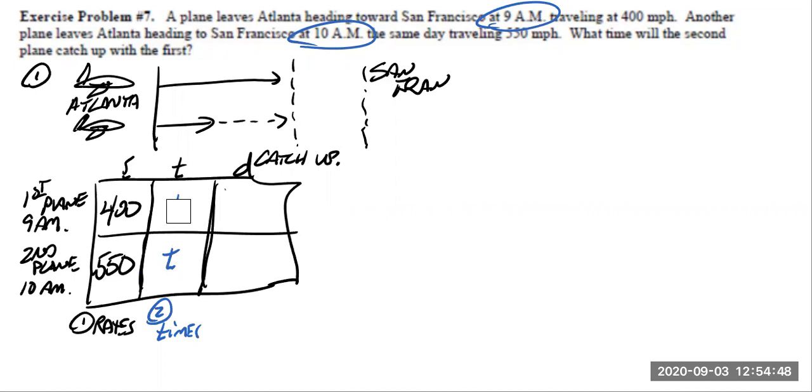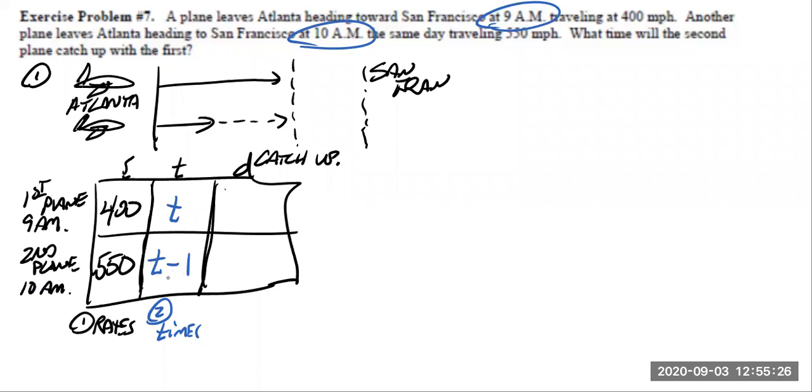So how are they related to each other? If the first plane is T, then we can define the second plane as being in the air an hour less, because it started an hour later. We could do T minus 1 here. Does that make sense? The first plane started at 9, so that would be the time the plane is in the air. But since the second plane left at 10, we need to define the time as T minus 1.